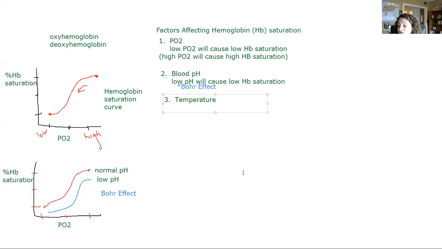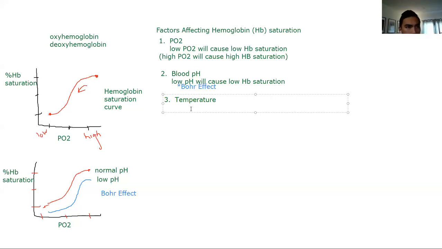Let's see. James, how do you think temperature will affect hemoglobin saturation? It would go up. What would go up? The temperature or the saturation? Or both? Oh, the saturation. Okay, saturation goes up when temperature goes up. Okay, let's think about that. Would that help us exercise?